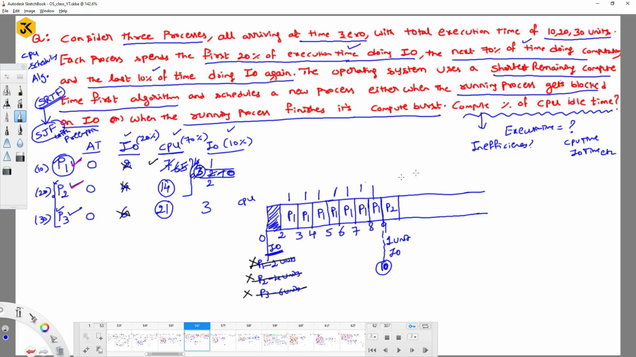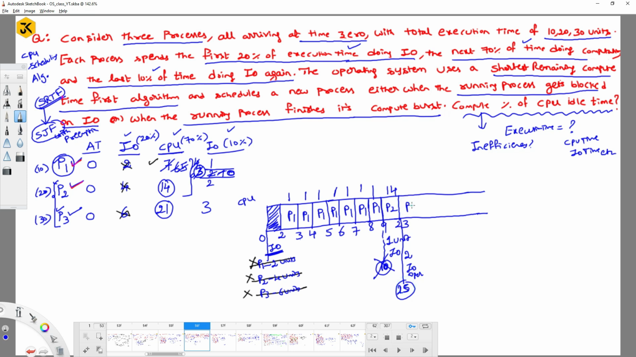P2 will execute for how many units of time? 14 units of time. Can I directly write? Because even if you are reducing 1 value, P2 always has the shorter process, so it will be done by 23. Meanwhile P1 is done with its IO operation and P2 goes for 2 units of IO operation, which means it will be completed back by 25.